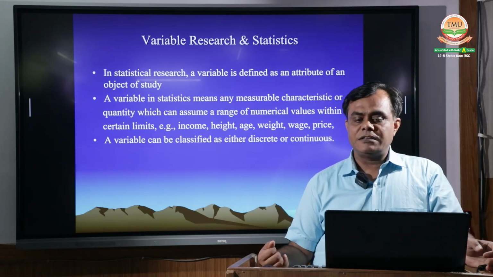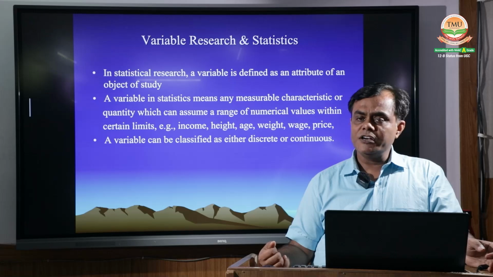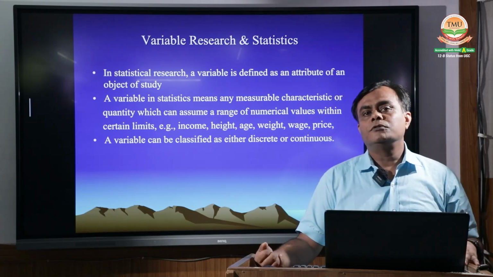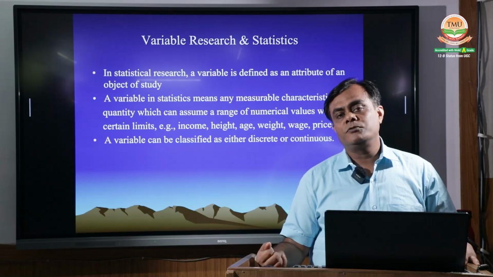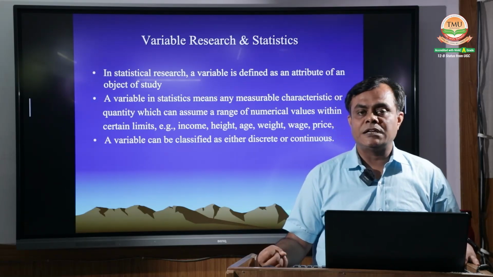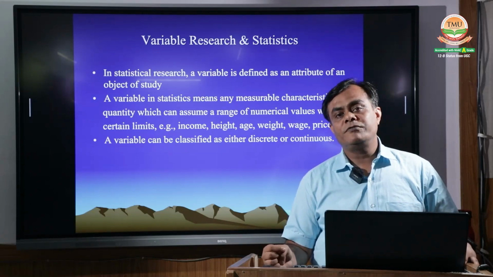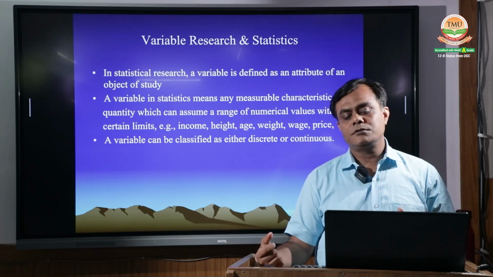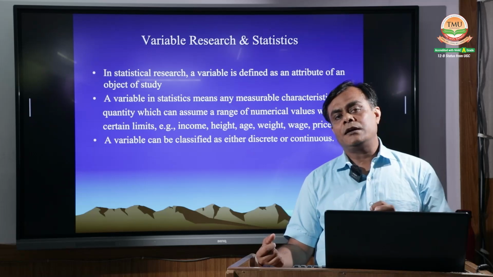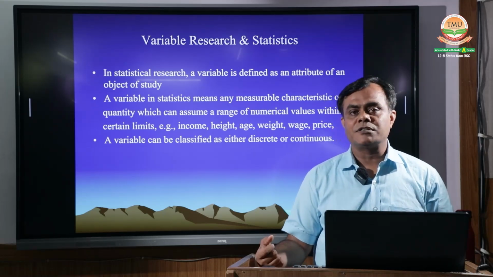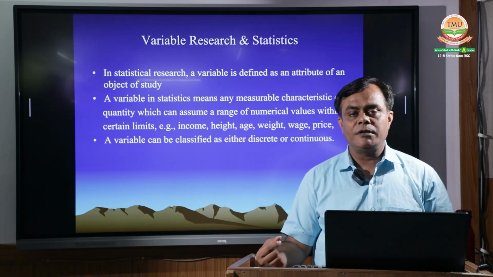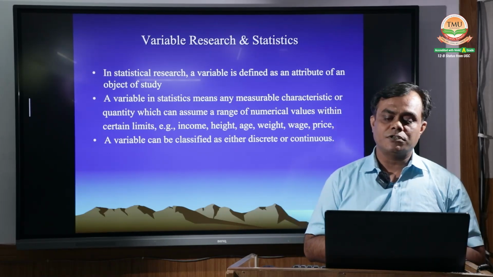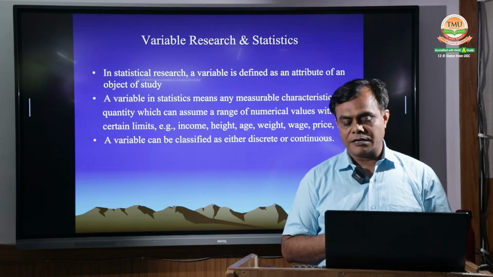A variable can be classified as either a discrete or a continuous variable. If we are going to measure the variables, from the aspect of measurement, they might be discrete variables or continuous variables. A discrete variable is one where we cannot use a fraction or decimal, but a continuous variable is one where we can use a fraction or decimal.